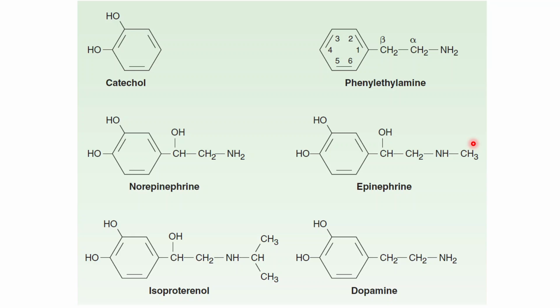Beta activity is further enhanced with isopropyl substitution of the amino group in isoproterenol. Beta selective agonists generally require a large amino substituent group. The larger the substituent on the amino group, the lower the activity at alpha receptors. For example, isoproterenol is weak at alpha receptors, so it's a purely beta agonist.